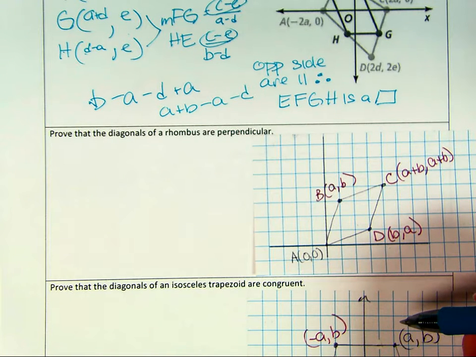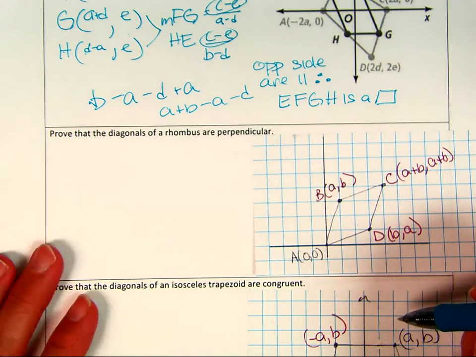Why do I have to do that? Because it has to be a rhombus. They have to be equal. If I don't do that, it won't be equal. So now it's asking about the diagonals.